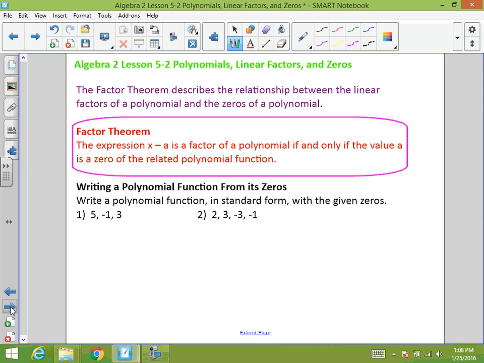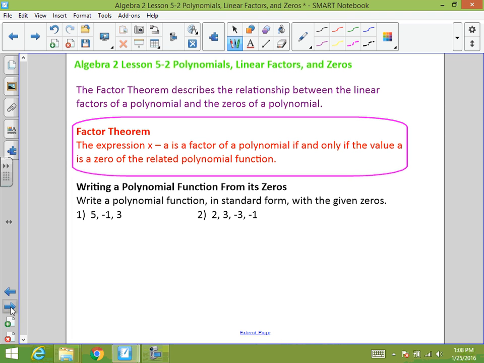The factor theorem describes the relationship between the linear factors of a polynomial and the zeros of a polynomial. The factor theorem basically says this: the expression x minus a is a factor of a polynomial if and only if the value a is a zero of the related polynomial function. Okay? So in other words, x minus a is a factor as long as a is a zero.